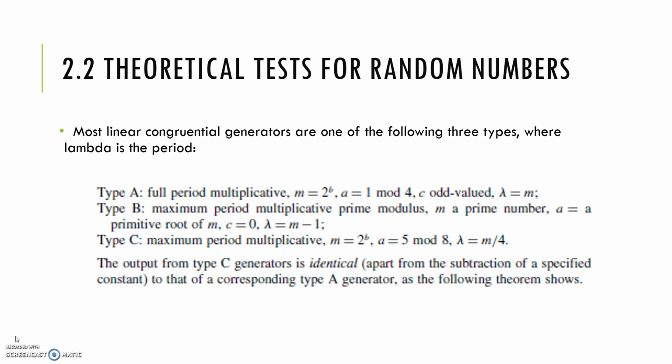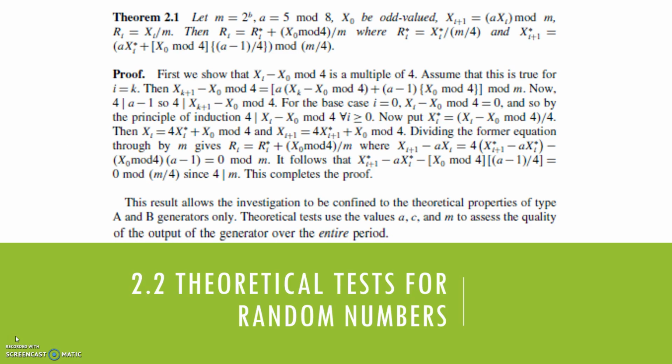And then this has a theorem that goes along with it, and that's what's on this slide. This theorem looks a little overwhelming, but it's not too bad. So you've got your M value, your A value specified, X naught should be an odd value, and then the proof, you just go through these steps that are displayed here. First you show that x sub 1 minus x sub 0 mod 4 is a multiple of 4, and then you assume that this is true for I equals k.